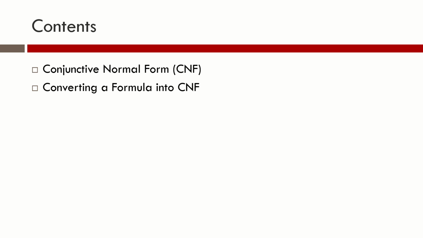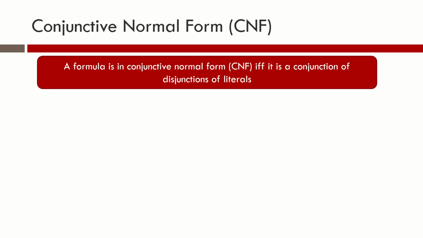In this lecture we will discuss what conjunctive normal form is, and we will see how to convert a formula into conjunctive normal form. A formula is said to be in conjunctive normal form, which is abbreviated as CNF, if and only if it is a conjunction of disjunctions of literals, which means we have disjunctions of literals which are joined together using conjunction.